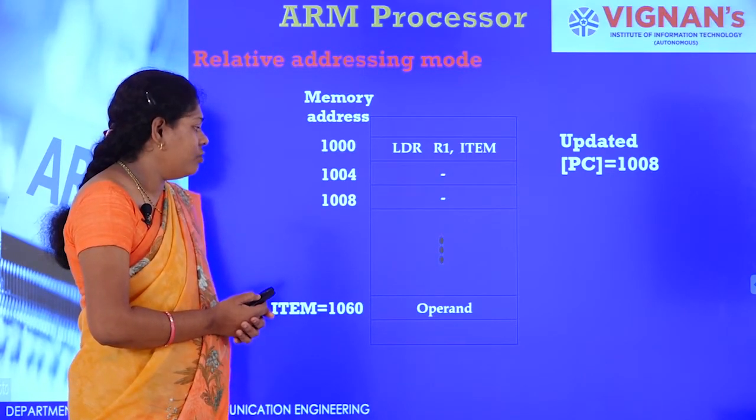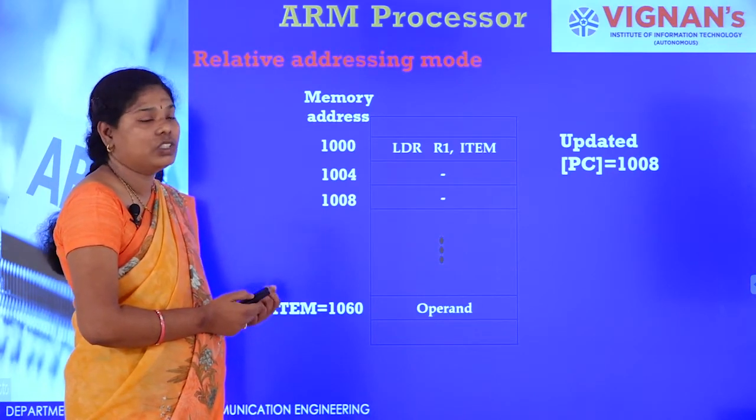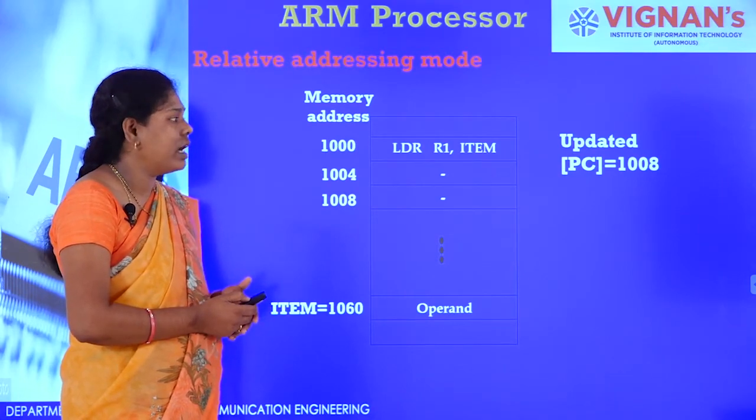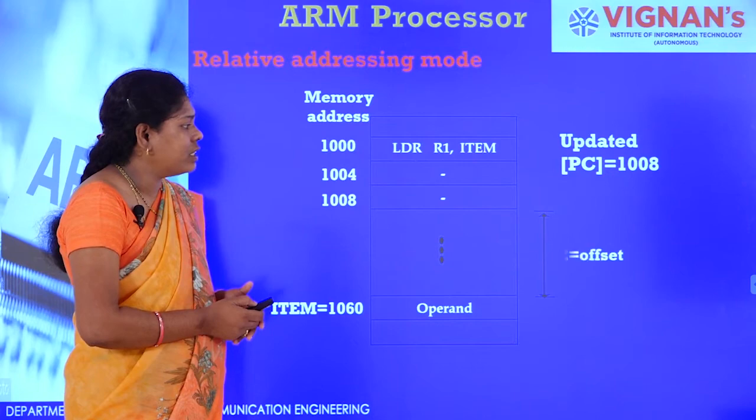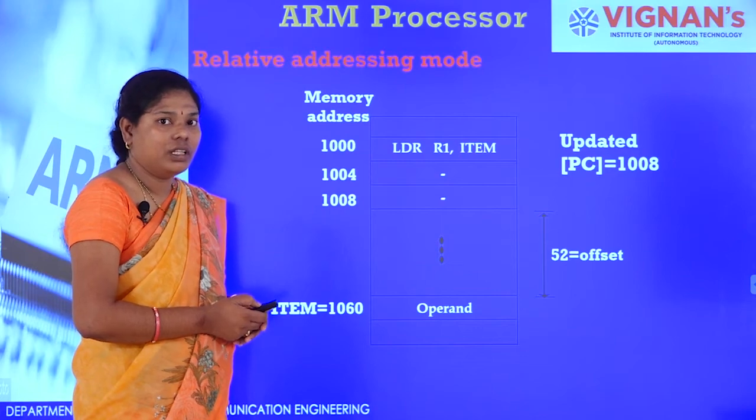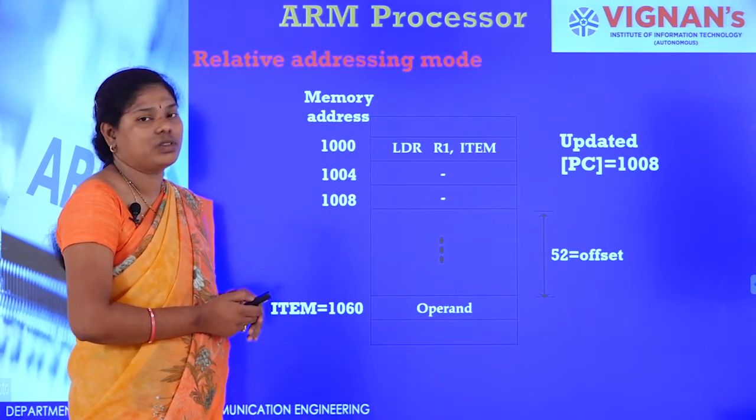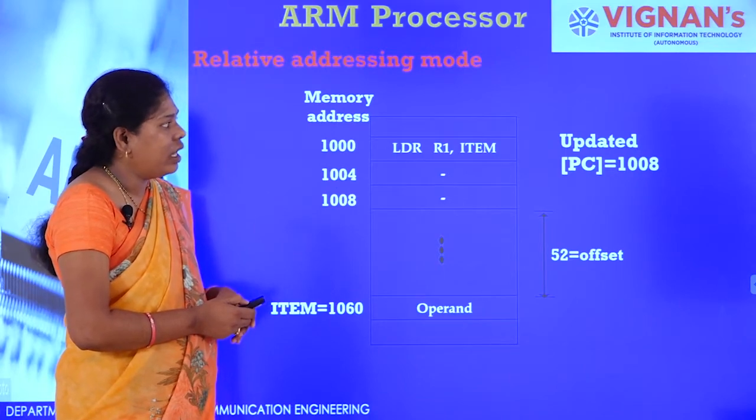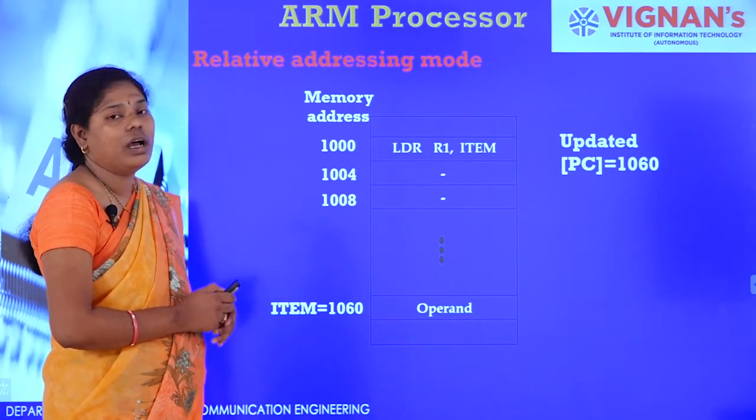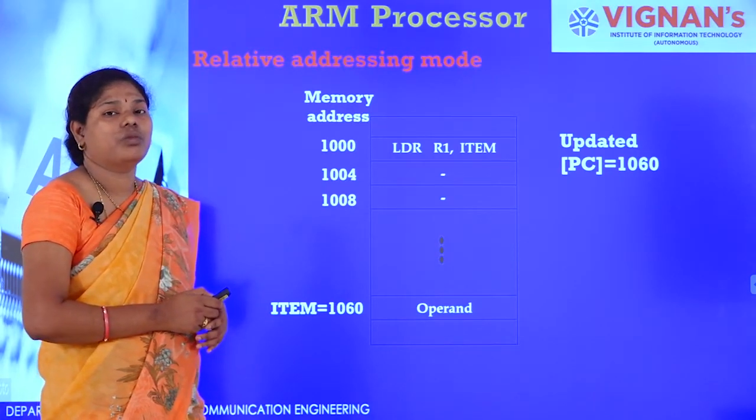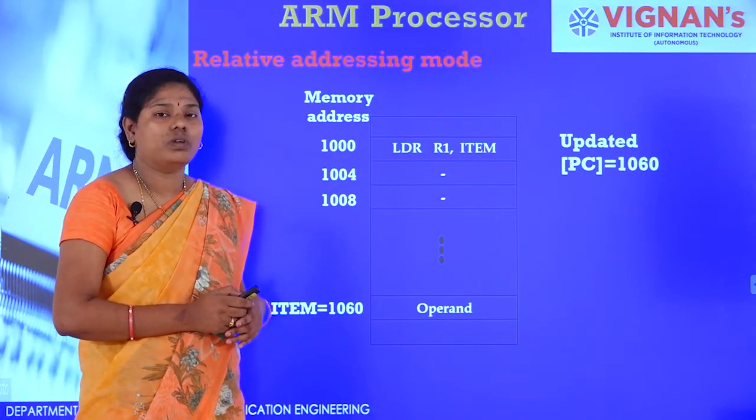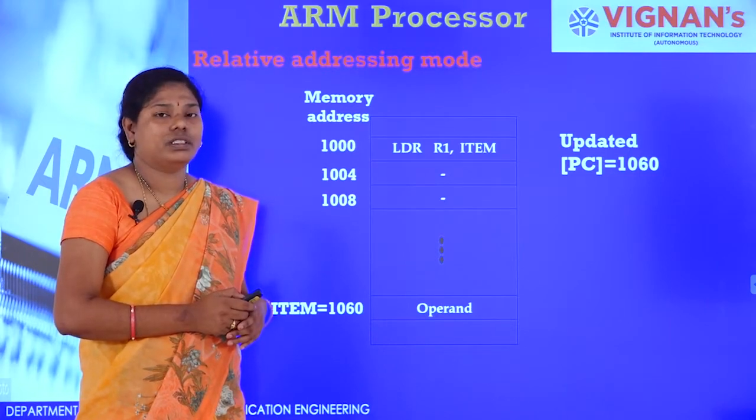Now, to get the operand, it should be updated with 1060. So, to get 1060, how much does it have to add to 1008? The offset is nothing but 52. This will be decided by the assembler. The assembler will decide how much offset it has to add, and it will be updated with 1060. The corresponding operand will be copied to R1. This type of addressing mode we are calling relative addressing mode. In relative addressing mode, the program counter is used as an offset register.